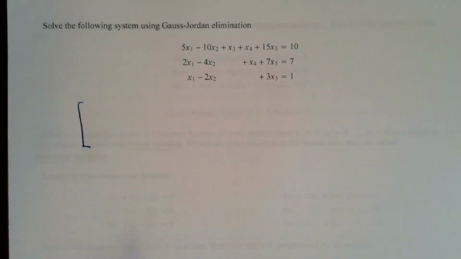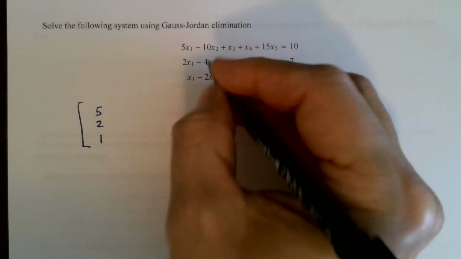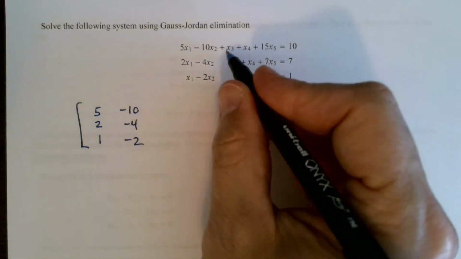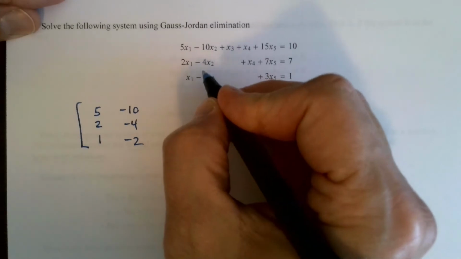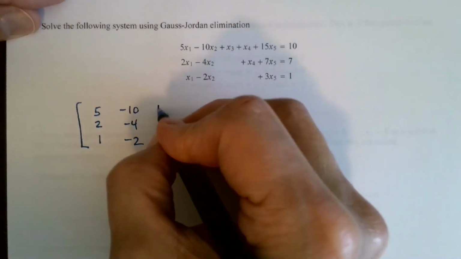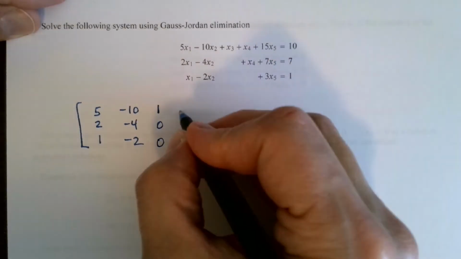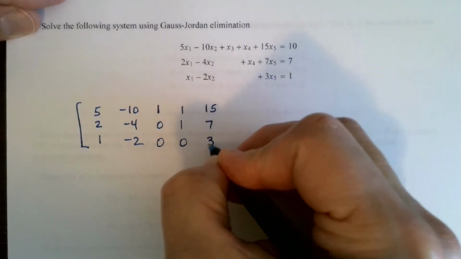I'll do that. So we've got 5, 2, 1, -10, -4, -2. Be very careful, by the way. This is where we often make the mistakes, which causes a lot of grief later. So we've got 5, 2, 1, -10, -4, -2. Here I've got 1, 0, 0. I'm just going by each column. 1, 1, 0, 15, 7, 3, and 10, 7, 1.